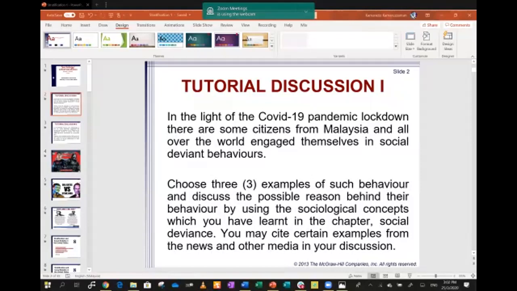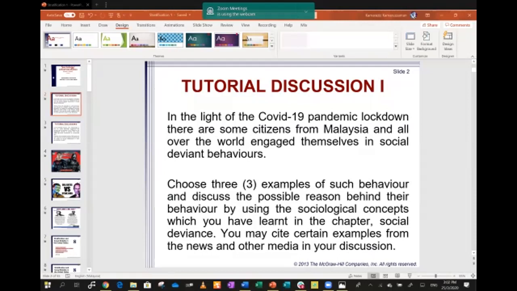These 7 slippery slopes have been influenced by 2 experiments, the Milgram experiment and the Stanford Prison experiment. And you can also use Merton. Merton has contributed 2 theories, the Merton theory of anomie, or Merton theory of social deviance. So, you can use any one of them.